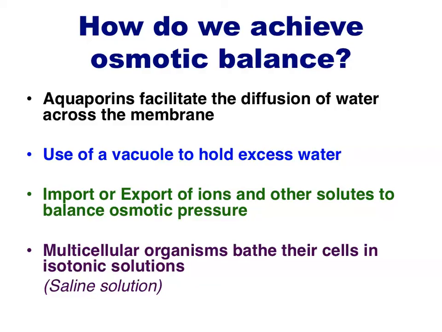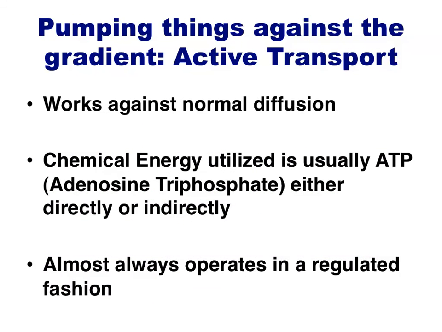Another way to maintain osmotic balance is to actively pump solutes against their concentration gradient. In other words, to move molecules from a low concentration area to a high concentration area. This is known as active transport. Active transport works against a concentration gradient, and it is the opposite of normal diffusion. In order to go against the normal flow of diffusion, an input of energy is required.